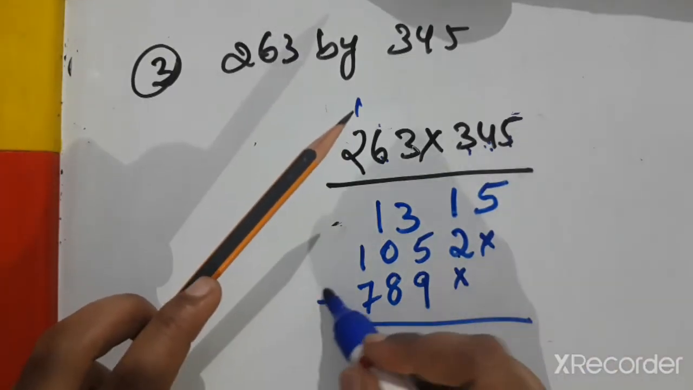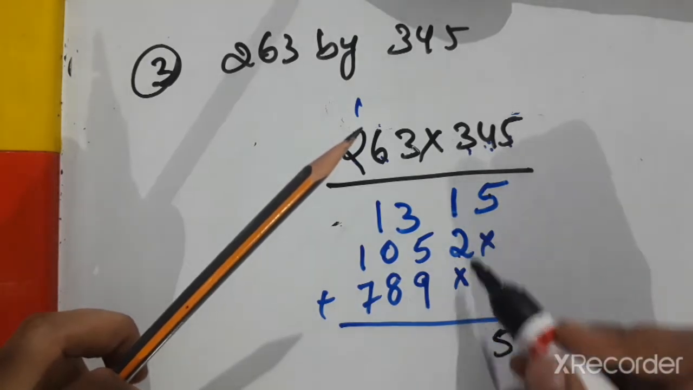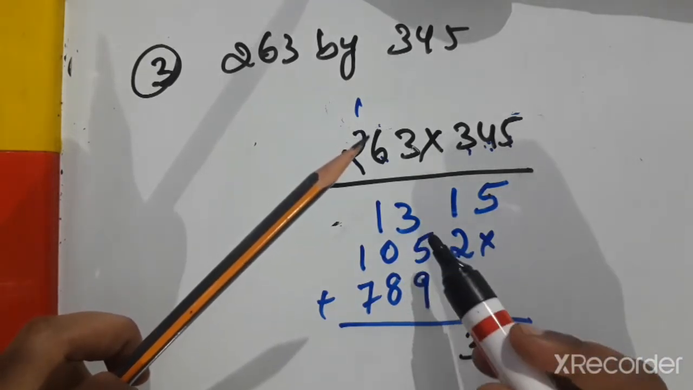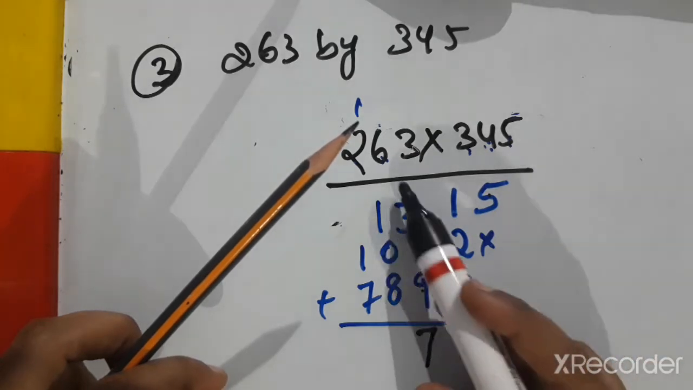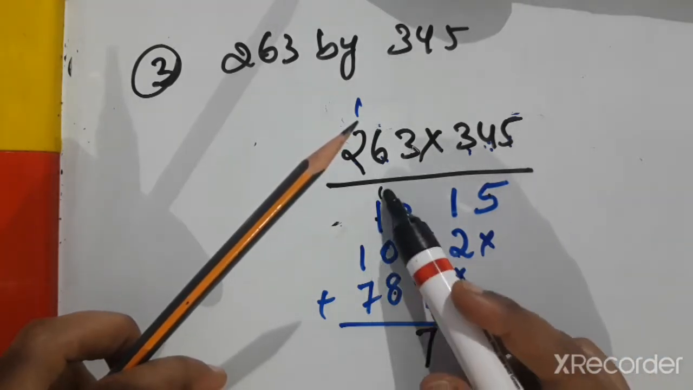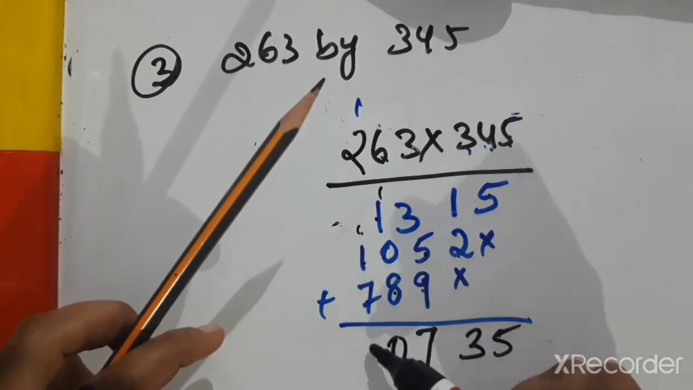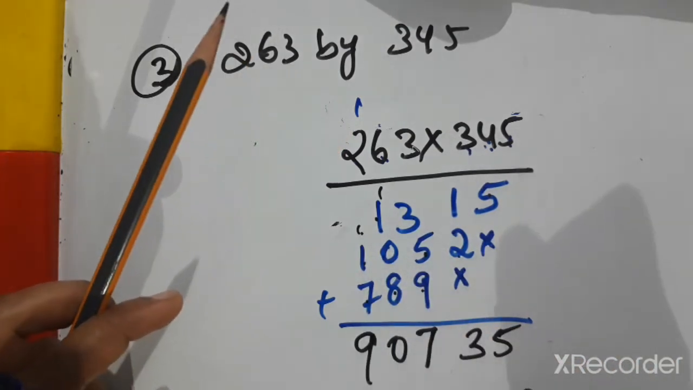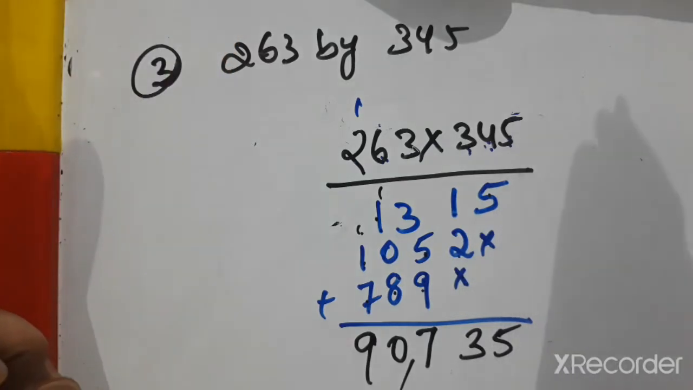Okay, now here add the total. 5, 1 plus 2 is 3. 3 plus 5 is 8. 8 plus 9 is 17. 7 here, 1 carry out to next place. 8 plus 1 is 9, 10. 0, 1 carry out to next place. 7, 8, 9. Answer is 90,735.